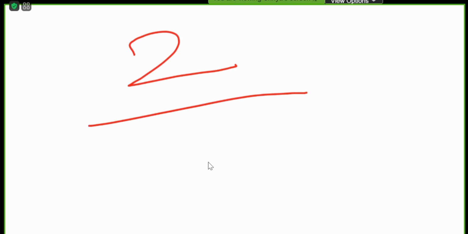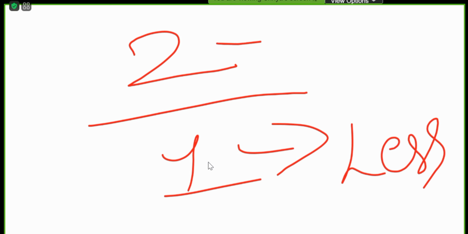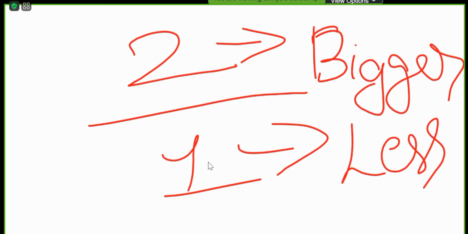Let's see some examples. For example, 2/1. In this, 1 is less and 2 is bigger than 1. Understood this? 2 is bigger than 1, and 1 is lesser than 2. These are known as improper fractions. Now improper fractions are completed.